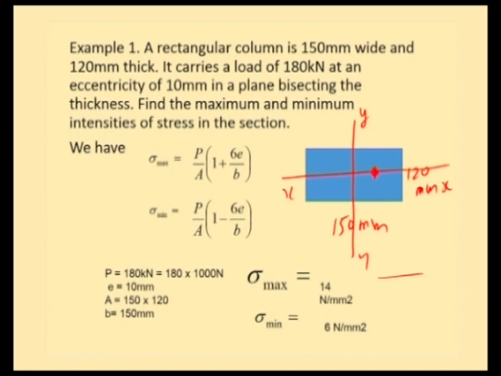The stress distribution normally will be plotted like this. So, we have the y axis, produce this, and draw the baseline. On the side where the load is concentrated, you will have maximum stress, and where the load is away, you will have minimum stress. So, the stress distribution can be drawn like this. This will be 14 newton per mm squared, and the stress at this face will be 6 newton per mm squared. In case the load is applied to the left of the y-y axis, then this side will have the maximum stress and the opposite side will have the minimum stress.